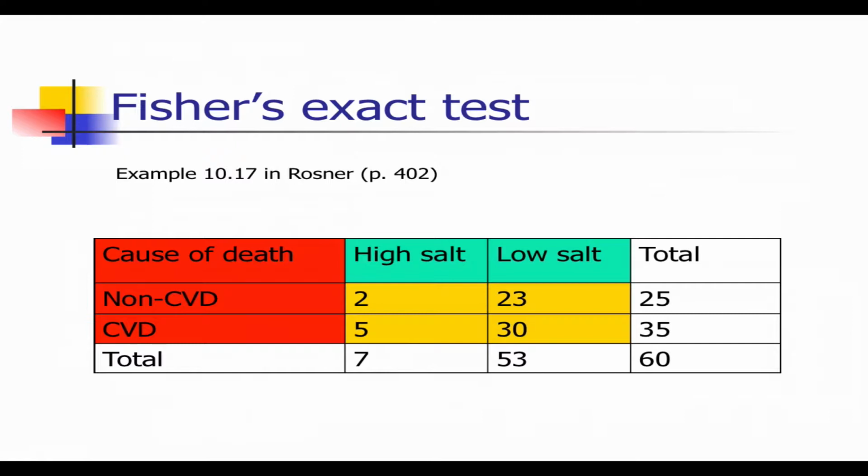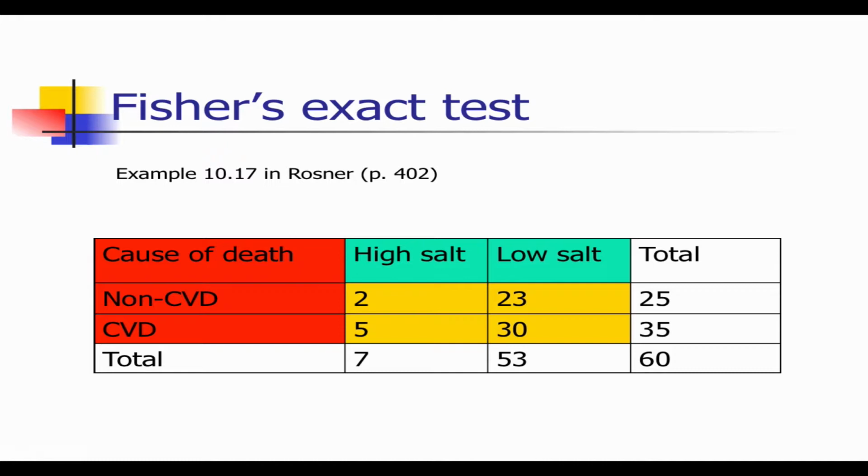The hypothesis is exactly the same as before. Essentially, we're saying that for people who choose high salt, the proportion that die of cardiovascular disease versus non-cardiovascular disease is the same as for the people who have a low salt diet choice. Or you can see it the other way: for the people who died of cardiovascular disease, the proportion with high salt is the same as the proportion with low salt.